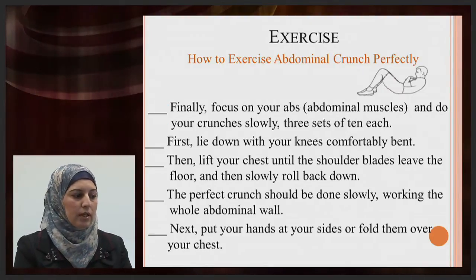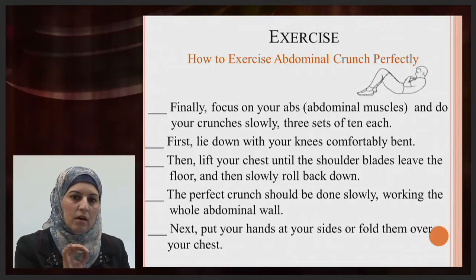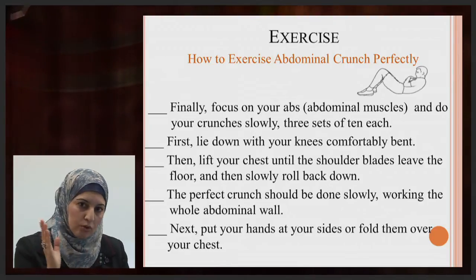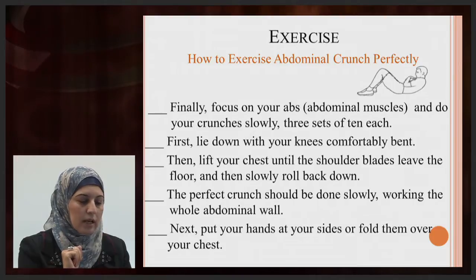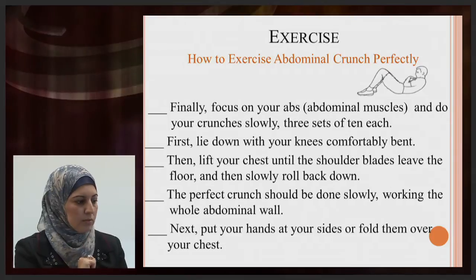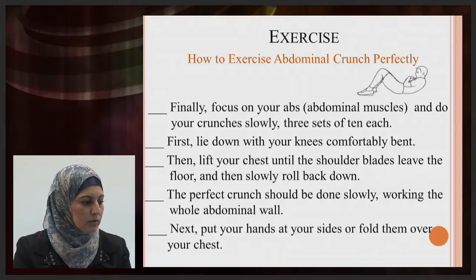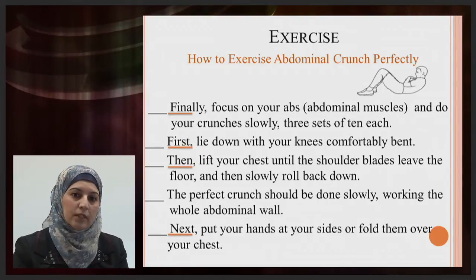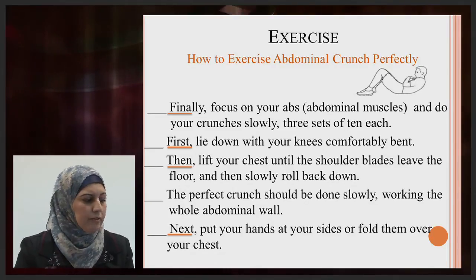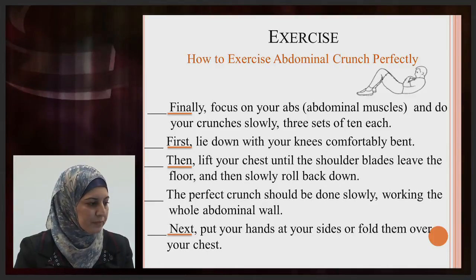Here is an exercise. This example is about how to exercise abdominal crunch perfectly, but the steps are not in the right order. Your task is to go through these sentences very quickly and determine the right order for this process. I will give you some time, of course, and I will give you some hint also. Guess what? Here we go. These words will help you find out the right order. Finally, first, then, and next. Take some seconds.